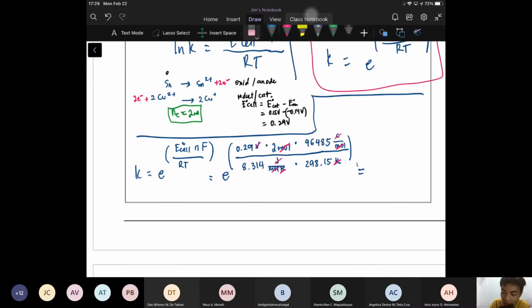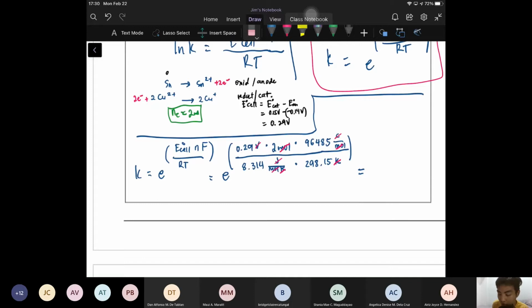Solve muna natin itong nasa parenthesis. Actually, pwede i-diretso mo na yan sa calcu mo, ha? Diretso na natin. So, that will be E. Asan yung E? Nasa ln banda yan. So, E. Then, gawa ka ng fraction. 0.29 times 2 times 96485 divided by 8.314 times 298.15.